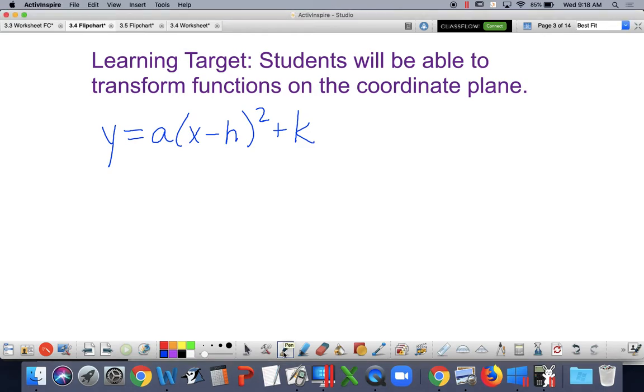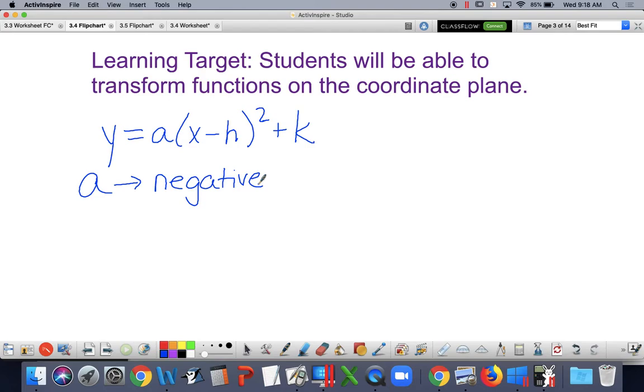Who can tell me if I change the number out front? So let's talk about my A value. If A is negative, what happened to my function? It was below the x-axis.